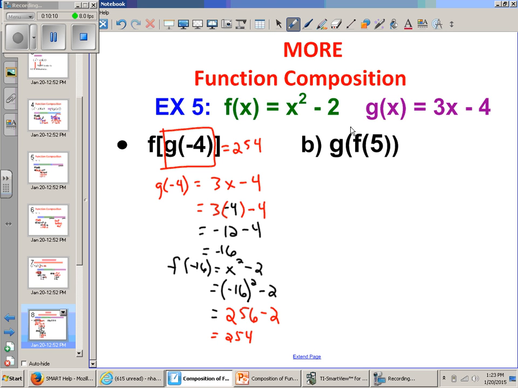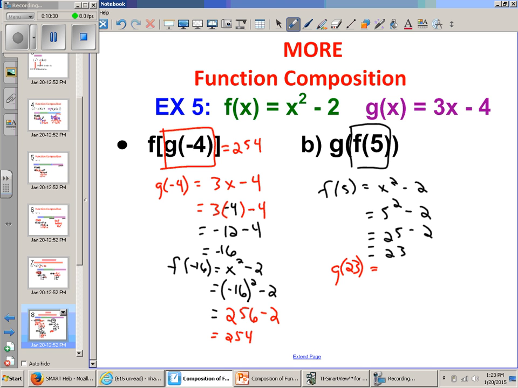So now I want to start with the inside, f of 5. So I'm going to substitute 5 for x. And I get 23. Now I want to do g of 23. So I'm going to substitute 23 for x. Minus 4 is 65. Check that one. This time we have to store 5 for x.